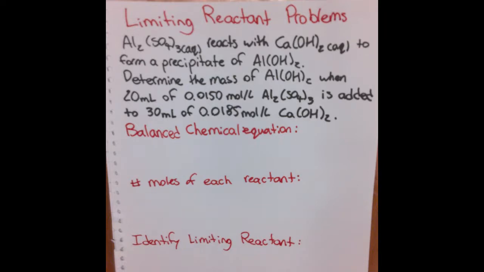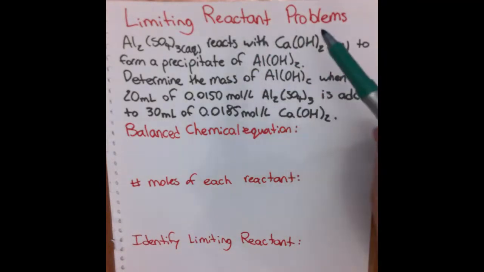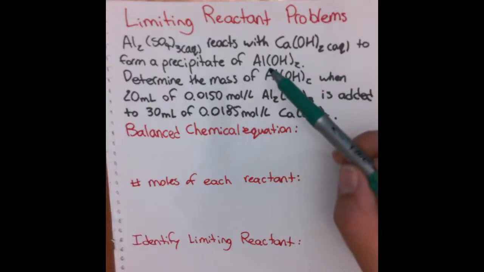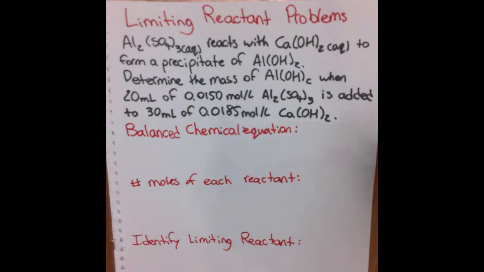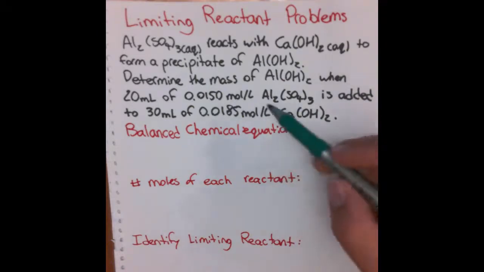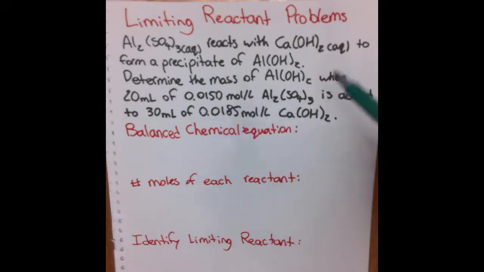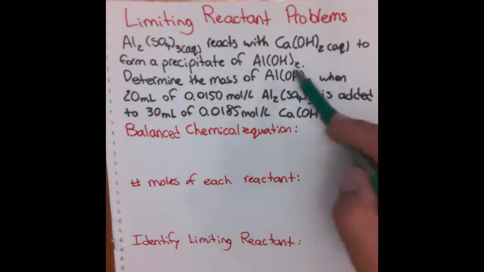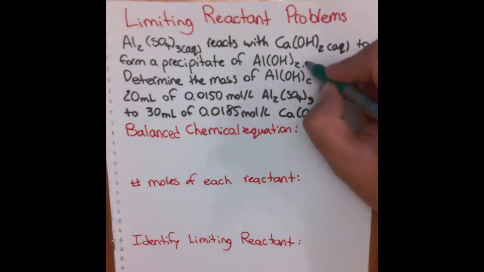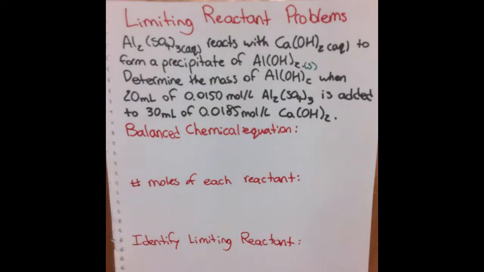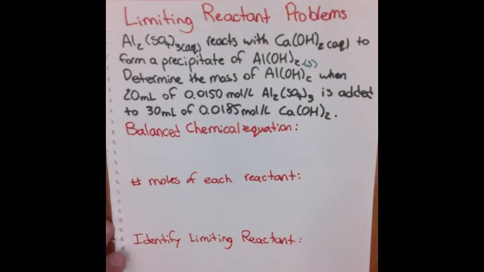So what we're going to do now is basically the same process. However, now we're going to be looking at limiting reactants. We're going to be given two concentrations and two volumes, and we're basically going to be asked to determine which one's going to be limiting, and based off of that, what the mass of our product is that is going to be produced, which in this case is aluminum hydroxide, which is going to be a solid. All right. So the process is generally the same.